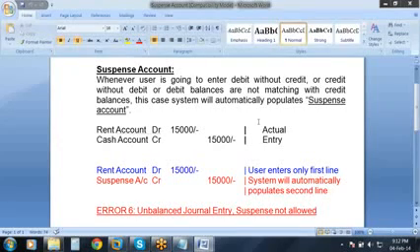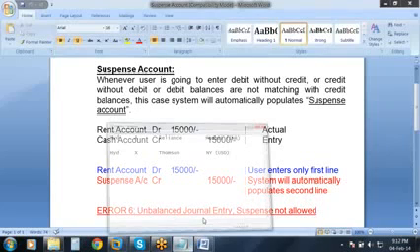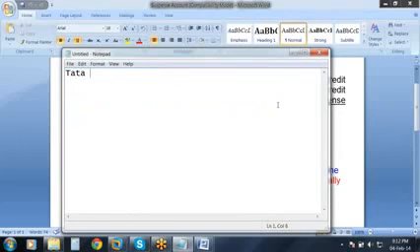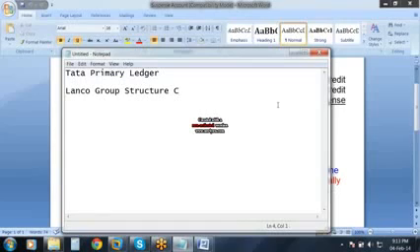I think maybe because suspense account is like a generic account, as opposed to... To create the ledger, let's say, for example, Tata ledger, Tata primary ledger, like that I'll be creating. While creating the ledger, I require to select the 3 C's. The first C is what? Group structure. Second C is what? Currency, INR.